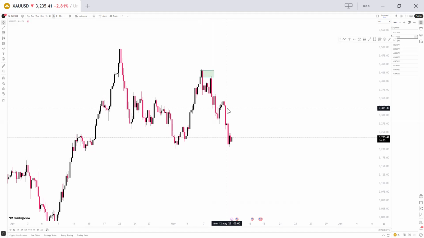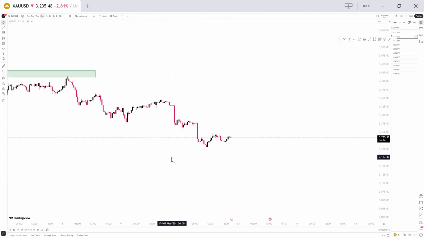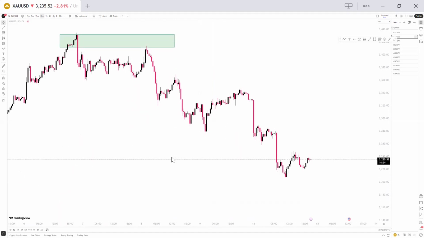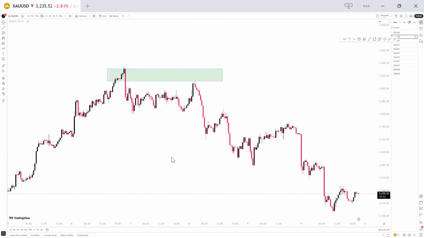That's another block. Let me drop down to like 30 minutes to show more examples of another block. That's for sell. That's for sell other block.